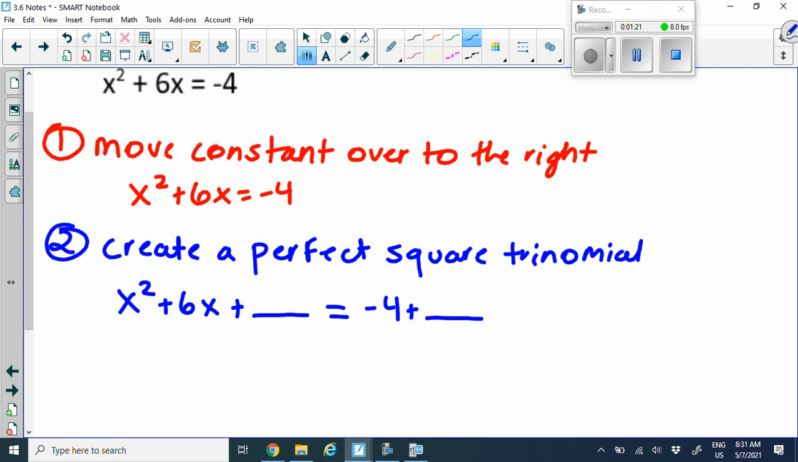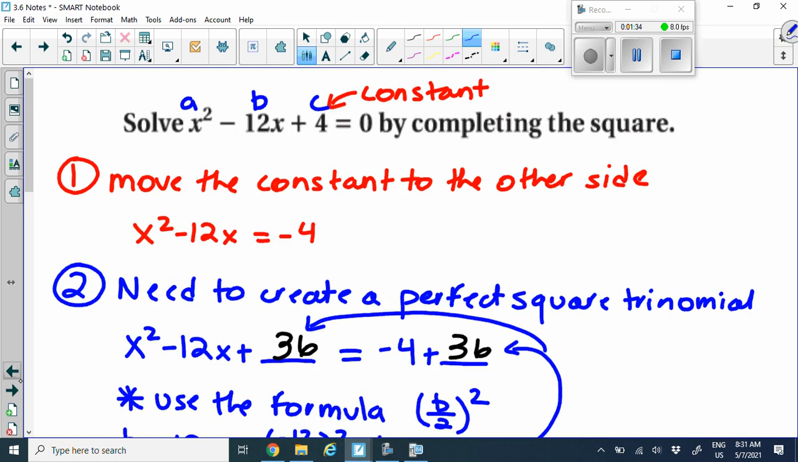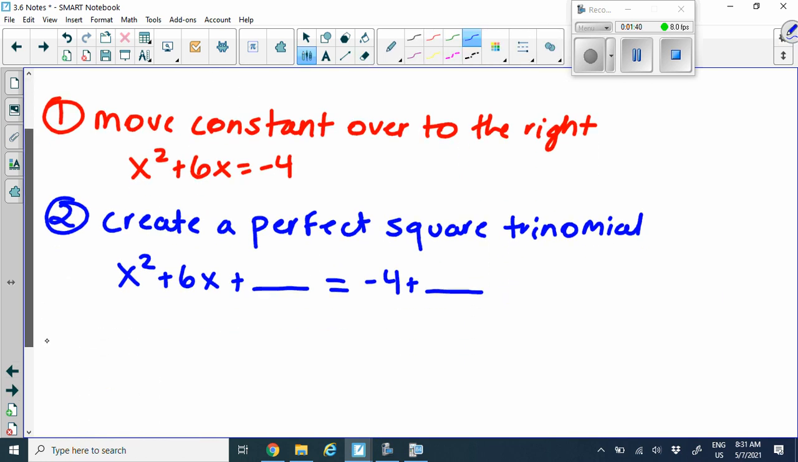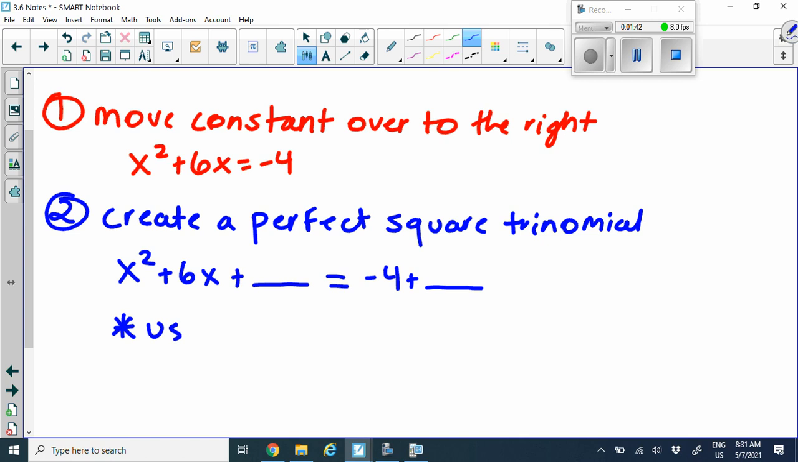Kind of like if you've done any chemistry, you try to equal out your equations there. Same thing here. Okay, so now in order to do that, we need to do our b divided by 2. So we're going to use the formula there. Okay, so let's indicate what is our b value.